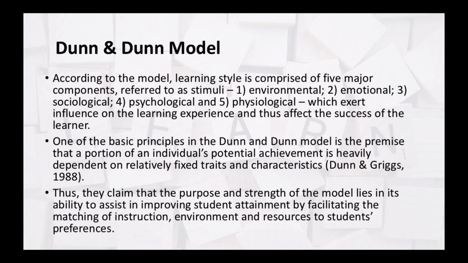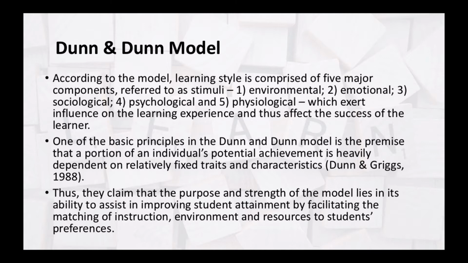One of the earliest and most widely used models of learning styles was proposed by Rita and Kenneth Dunn. According to the model, learning style is comprised of 5 major components, referred to as stimuli: 1. environmental, 2. emotional, 3. sociological, 4. psychological, and 5. physiological, which exert influence on the learning experience and thus affect the success of the learner.